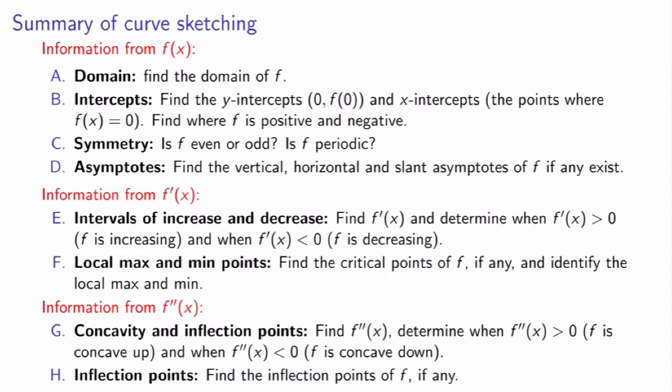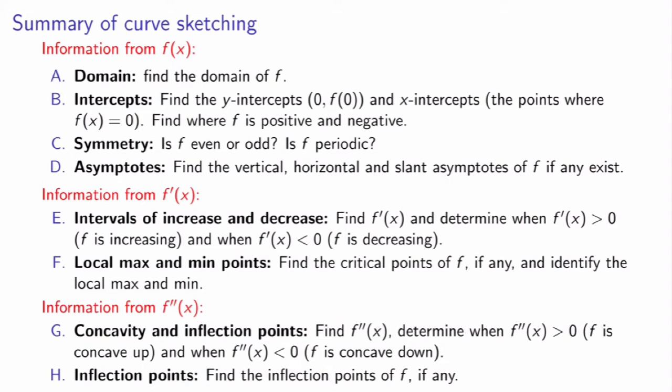So the domain of the function is certainly part of its definition, but then you can also find its intercepts. The y-intercept is the function value at x equals 0, and the x-intercepts are the points where the function is 0. You can find the regions where the function is positive or negative. You can ask whether the function has some sort of symmetry, whether it is even or odd, whether it is periodic. And you can find the asymptotes of the function, the vertical asymptotes and the horizontal asymptotes that we've studied already, and also perhaps slant asymptotes, so we will study those in class.